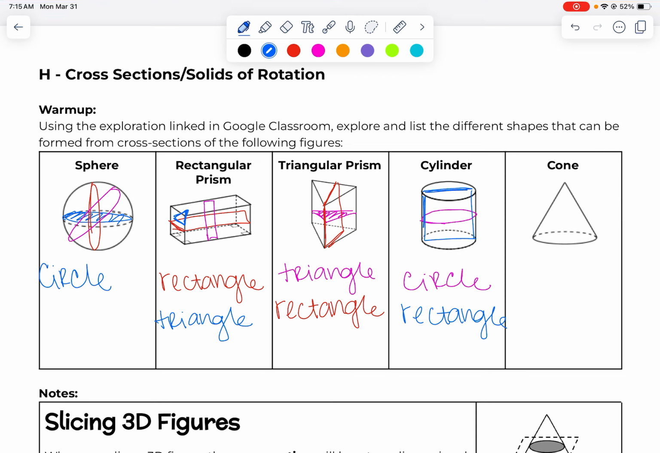If I were to cut a cone horizontally, it would form a circle. If I were to cut it vertically, it would form a triangle. Remember, if you have any questions, write them down. When I get back tomorrow, I can answer them for you.